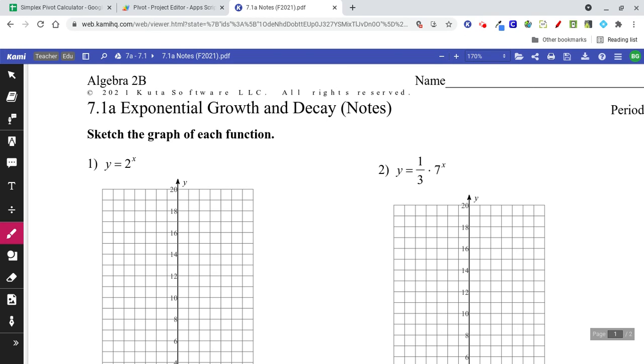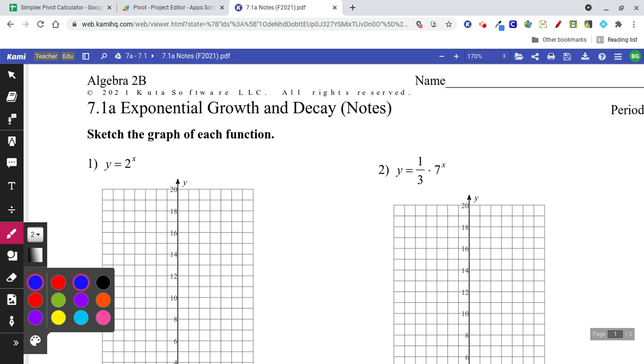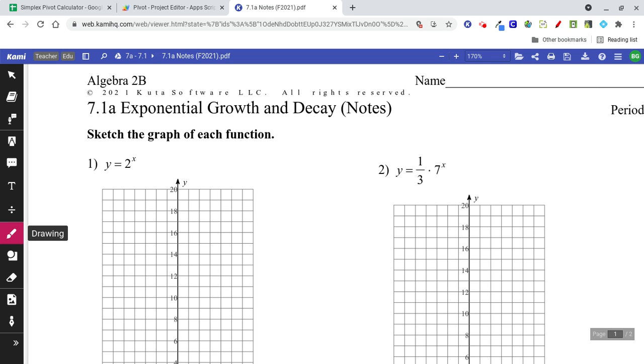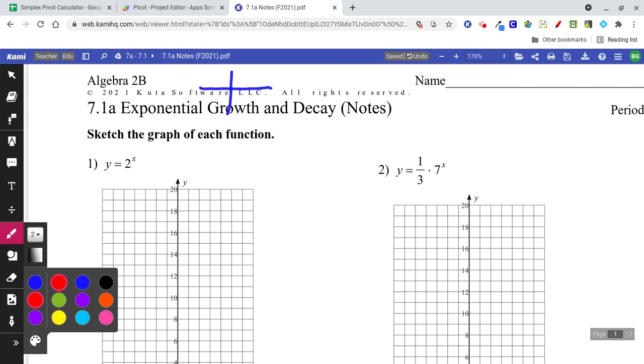7.1 is exponential growth and decay. Specifically, we're going to be graphing exponential growth and decay problems. So what I want you to know first of all is what they look like ahead of time. Exponential growth is going to look like, here's the axis, something like a ski slope. And then exponential decay is going to be pretty similar, except it's going to be decreasing.